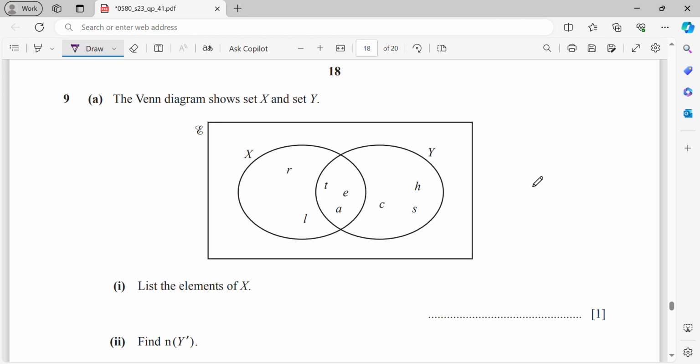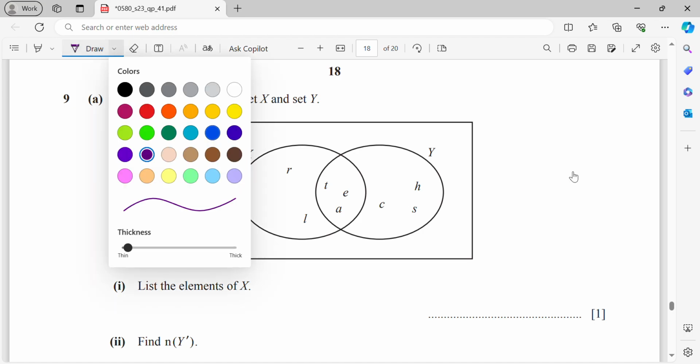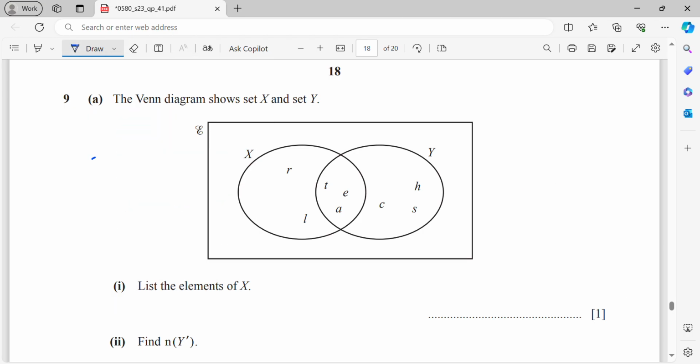Okay, so now for question number 9. A, the Venn diagram shows sets x and y. List the elements of x. Okay, so the elements of x will be just this circle. That means I will get x equals to A, E, L, T, R.